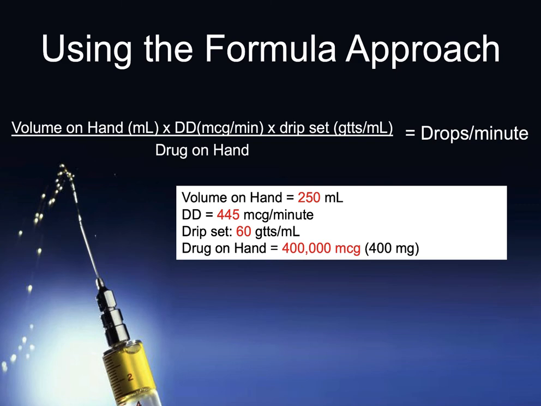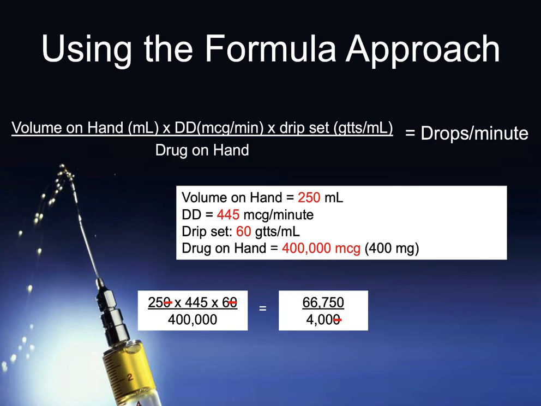And the drug on hand, that 400 milligrams with 3 zeros added, is 400,000 micrograms. So you plug those numbers into this formula, and what you're going to get is, I'll skip the description of reducing this here, but we're going to reduce some numbers here. You're going to get 17 drops per minute. So the formula approach works, and tells me that my starting dose for that patient that we just described is going to be 17 drops per minute.